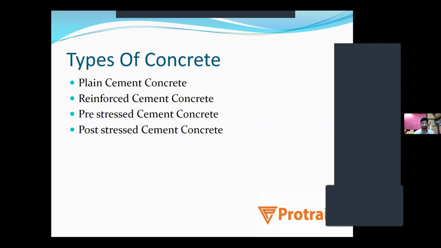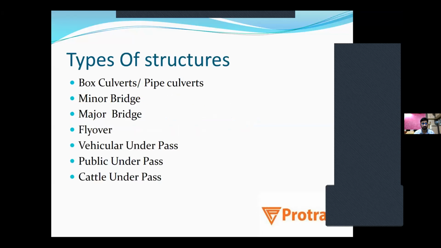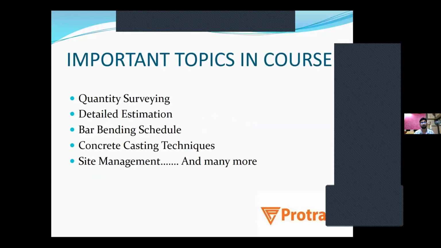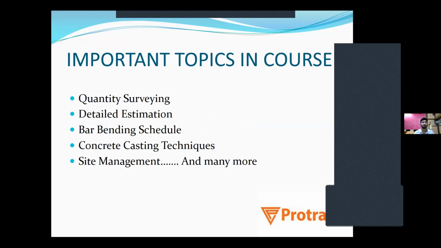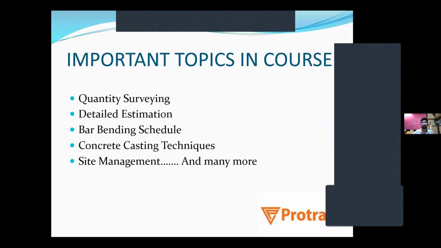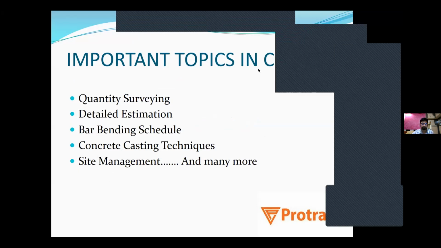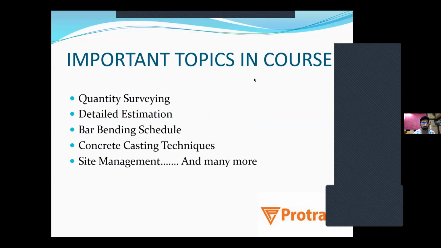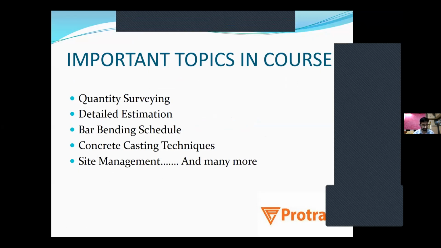So basically, this course is all about, as I have stated earlier, these important topics which we are going to learn in our course. First of all, there is quantity surveying. What is the role, if we move into the field, if we get involved in our field, then what will happen? One quantity surveyor is appointed, who is a civil engineer only. So what is the function of a quantity surveyor?